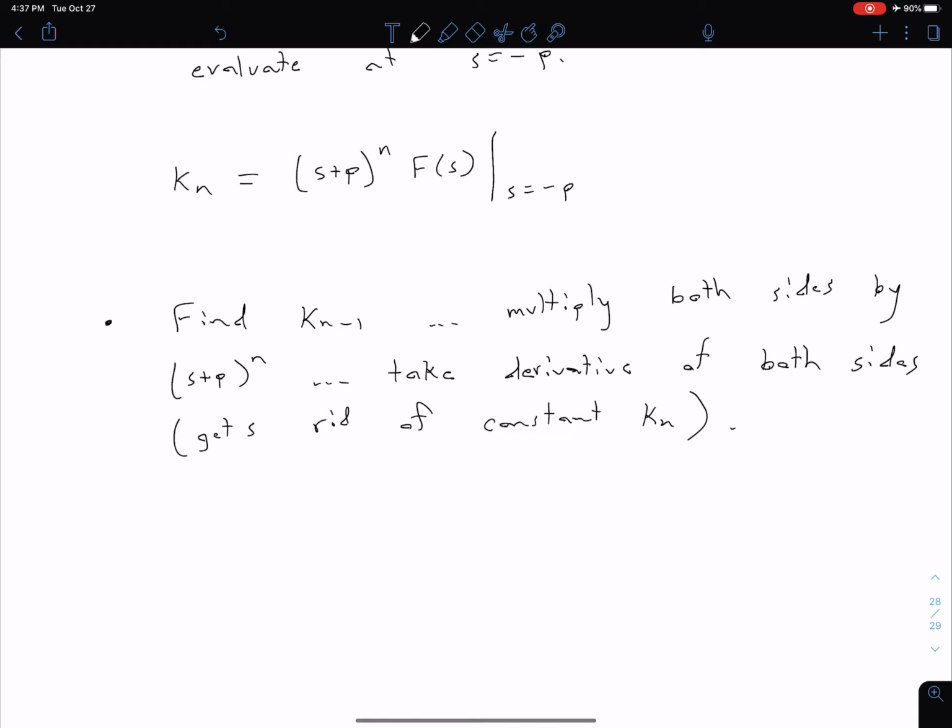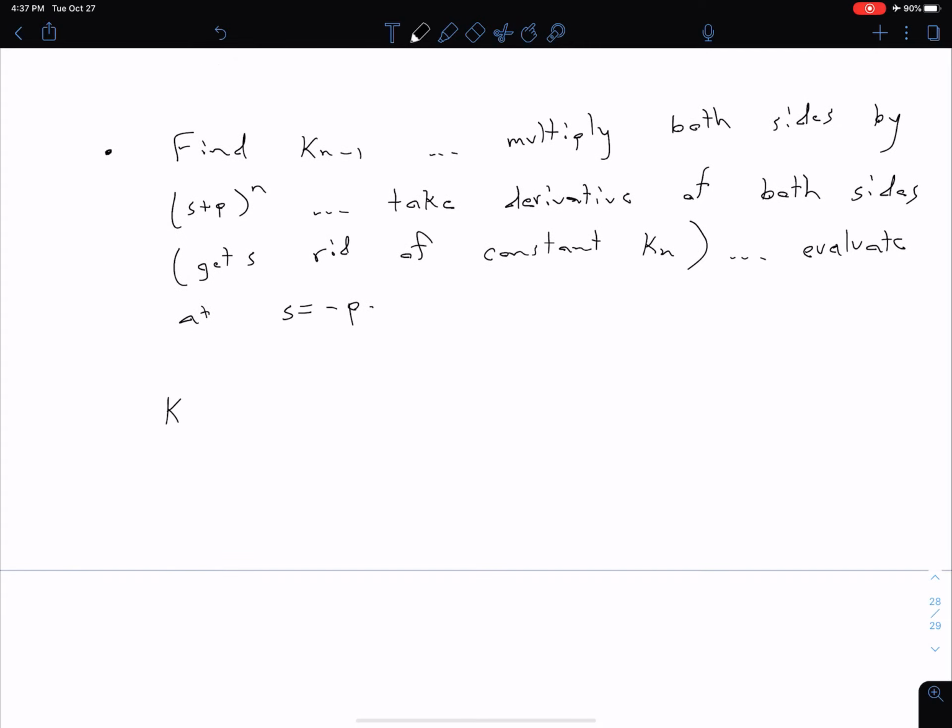And then once we've done that, we then evaluate at s equals negative p, just like we did before. So what that looks like is we would say k sub n minus 1 is equal to the derivative with respect to s of (s plus p) to the power of n times F of s. So we take that derivative first, and once we've taken that derivative, we then evaluate it at s equals negative p. So that's how we would find our k sub n minus 1.